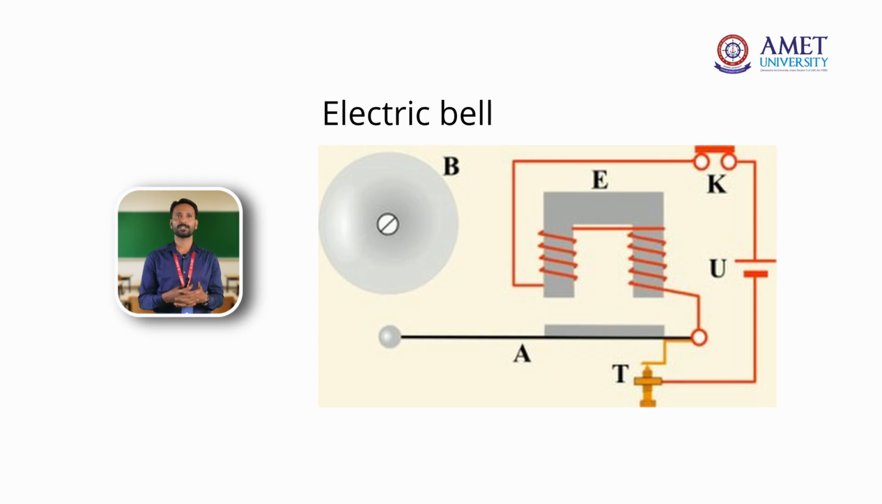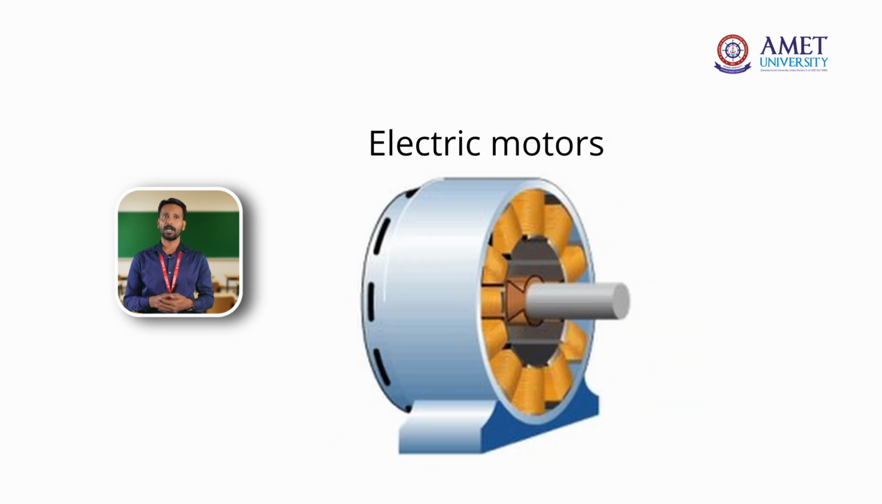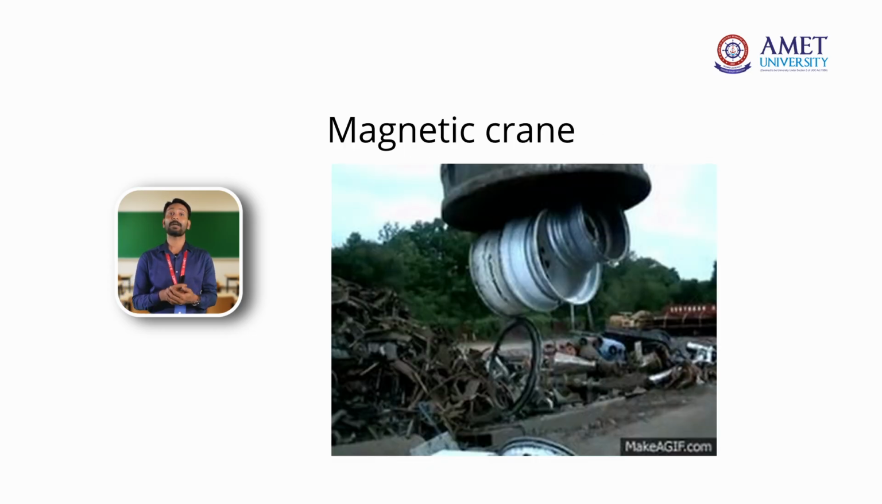By using this magnetic effect of electric current, what are the applications we are utilizing in day-to-day life? So the first one is the electric bell. The electric bell is working based on the magnetic effect of electric current. Likewise, the electric fan, the loudspeaker, as well as the electric motor, the magnetic crane.